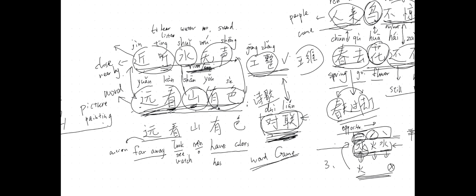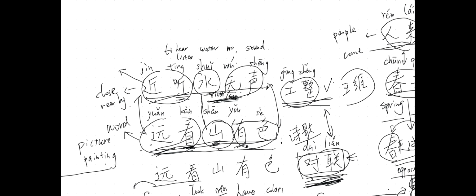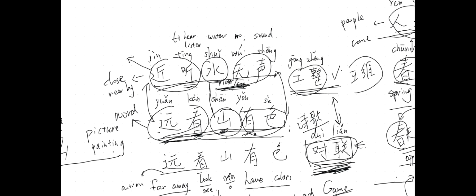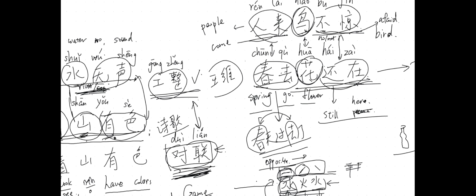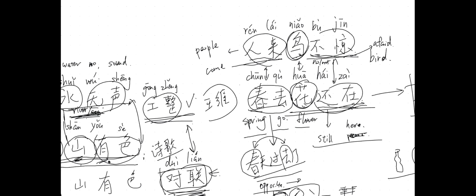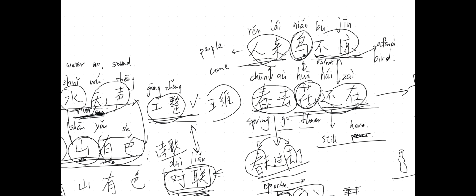But if you need a complete translation here, I'll say the Chinese first. 远远的看过去，山有颜色，但走近了听，水没有声音，流水没有声音。春天过去了，花朵还在盛开，人走近了，鸟却没有感到害怕。It's more like to fill in this sentence to get the complete meaning.